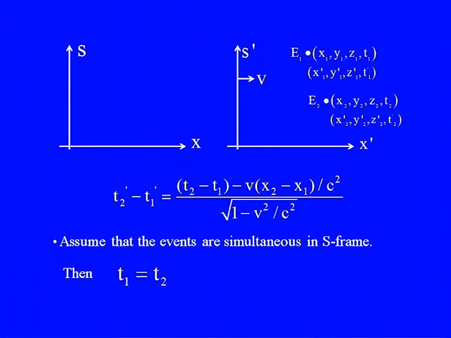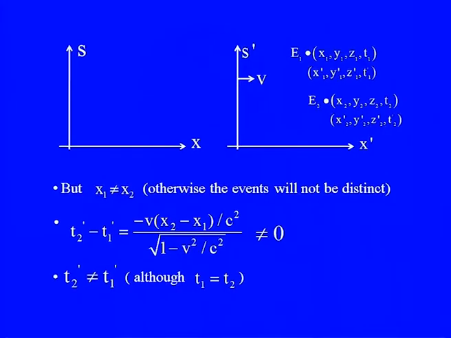So if these events are simultaneous in the S frame, then of course they occurred at the same time. So we take t1 equal to t2. That would mean that from this equation for the difference of times in the prime frame, we have on the right hand side t1 minus t2 taken out. However, the position difference, x1 minus x2, is not zero. Why? Because if it were zero, you wouldn't be able to distinguish between these events. So the difference of measured times of these two events in the prime frame is not zero, because none of the quantities here are zero. You can see here.